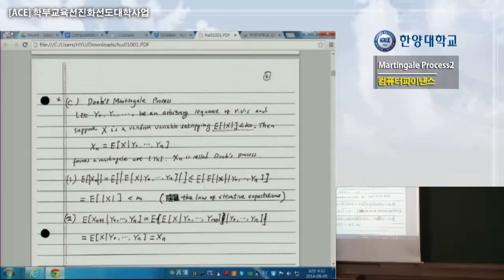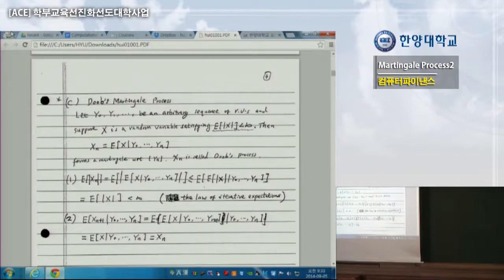Suppose x is a random variable satisfying that technical condition. Then Xn is the conditional expectation of x conditional on your information up to time n, and let's call it Xn. Then Xn forms a martingale with respect to your information set. Xn is called the Doob's process, and the Doob's process is a martingale. First, let us check the technical condition: the expected value of the absolute value of Xn should be less than infinity.